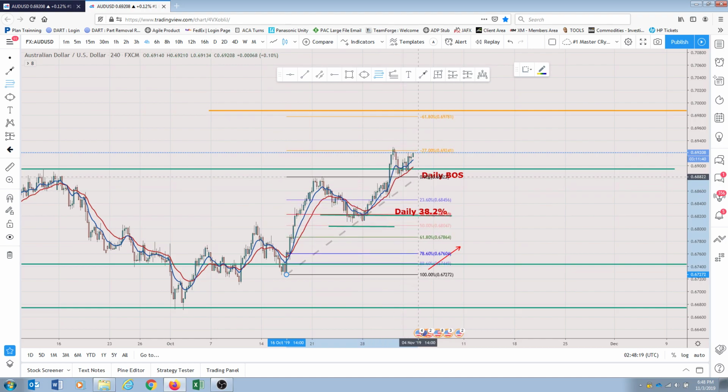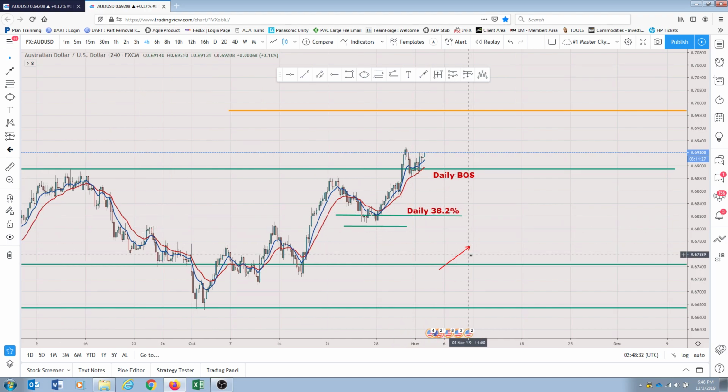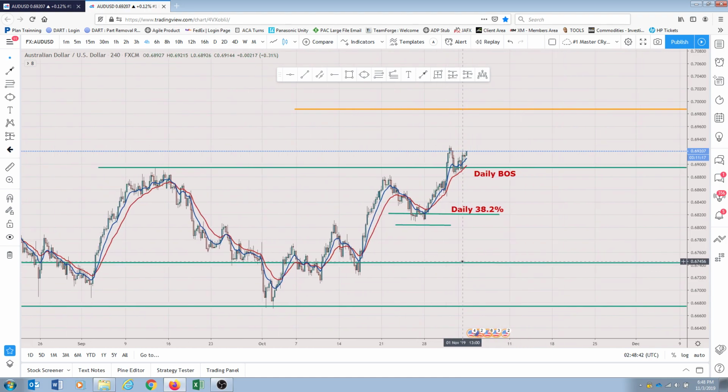Let's run fibs from here to here. And yeah, it's the 38.2 level on the 4-hour, but we already made a notation that it's the 38.2 also on the daily. So this would have been a great buy opportunity based on higher time frame data and all the notes that you took on the higher time frame data.